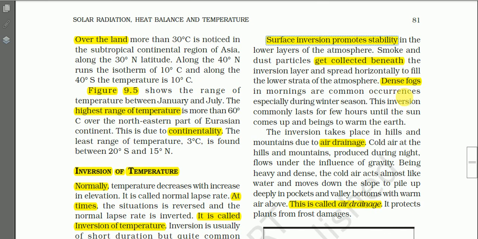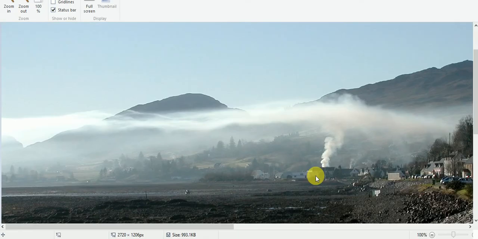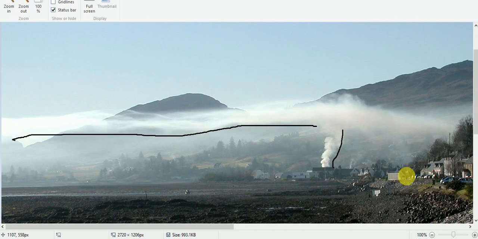the lower layers of the atmosphere, and the smoke and the dust particles get collected beneath the inversion layer and spread horizontally to fill the lower strata of the atmosphere. Just see here, we have one photograph. See here, smoke is rising from the factory, and it is spreading horizontally. See here, it is spreading in this way. So this is because of temperature inversion.